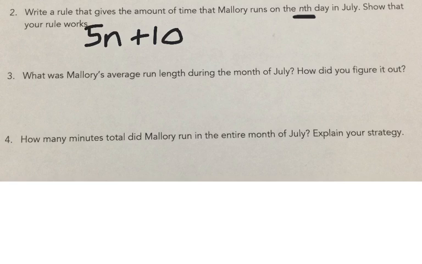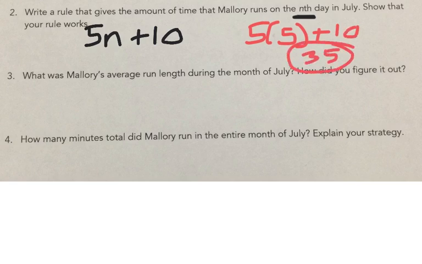And then how did you prove that this worked? So which day did you pick? You had to pick one. So if I pick the 5th day, that would be 5 times 5 plus 10, which will be 25 plus 10, which is 35. So on the 5th day, it should be 35 minutes, and that looks like it works. If it says show your rule works, you have to plug in a value at least once, right? It doesn't matter which one you pick. That would be the work showing that the rule worked.